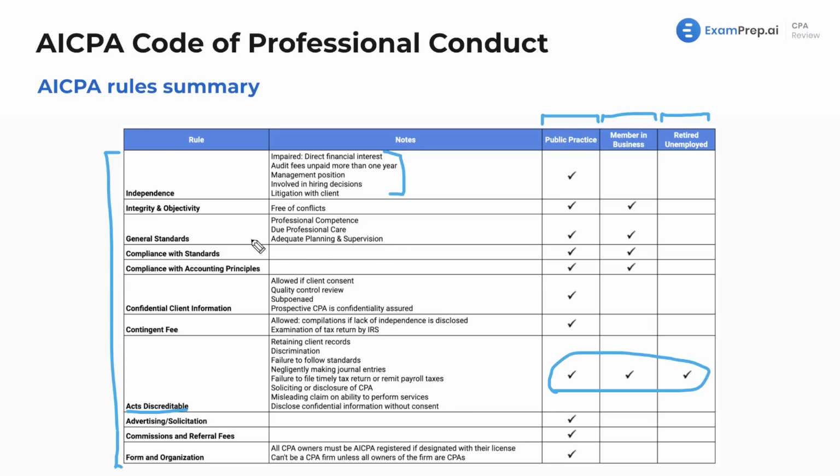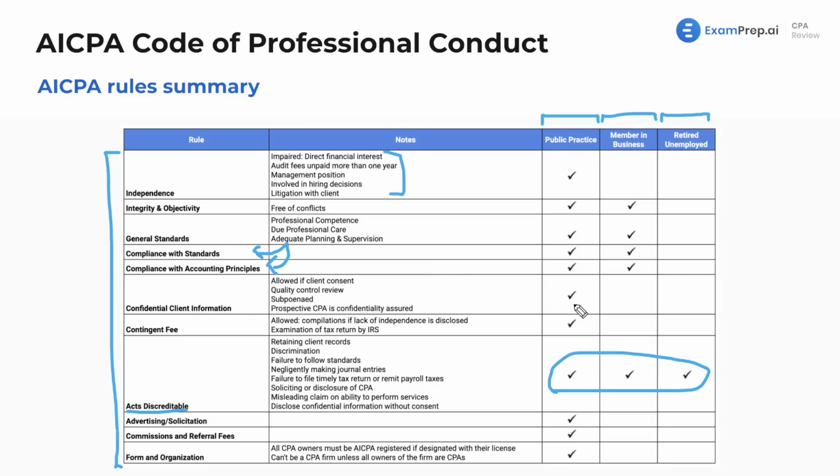Both of those groups need to follow the general standards, which involves our professional competence, due professional care, adequate planning and supervision. And I'm actually just going to group in these other ones. Compliance with standards, so following accounting standards, and your compliance with accounting principles. You need to follow all of those items if you are both a CPA in public practice as well as for a company. We've also got our rule on confidential client information.